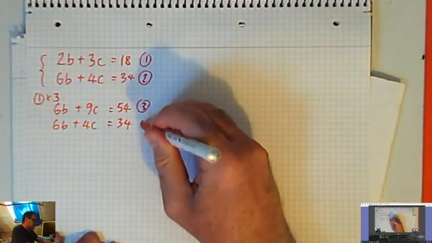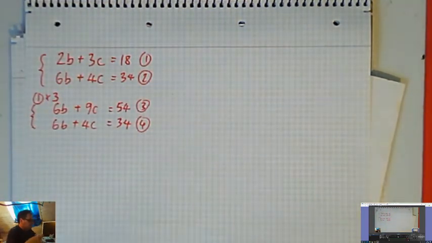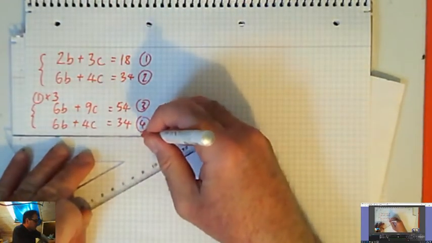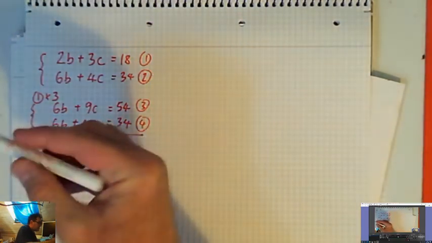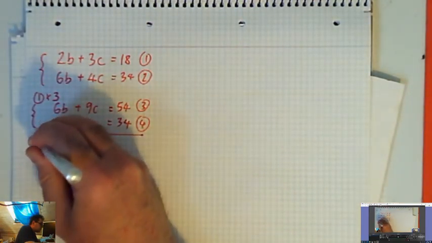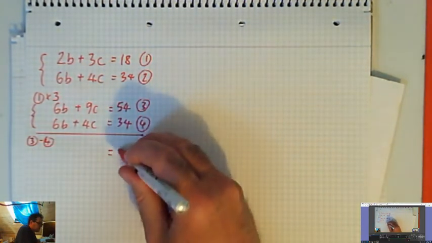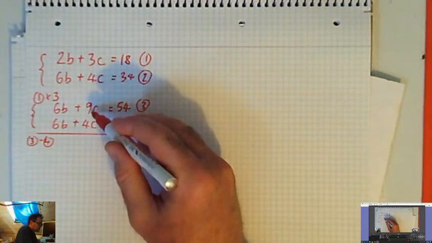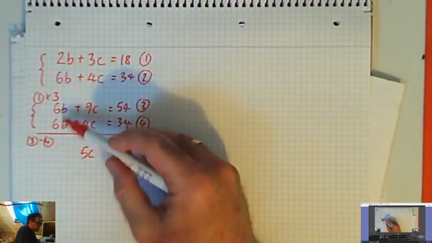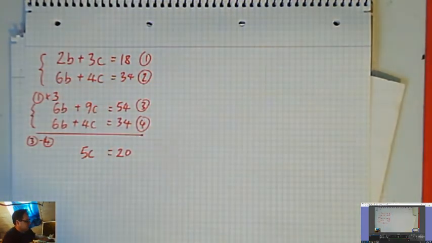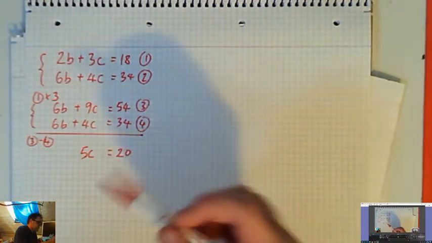I'm going to call those two equations 3 and 4, and then I'm going to subtract a whole equation from another whole equation. I'm going to do equation 3 minus equation 4, so that I get 54 minus 34 is 20, 9c minus 4c is 5c, and 6b minus 6b is nothing, so it disappears. I've eliminated the b's, and I've got 5c equals 20.